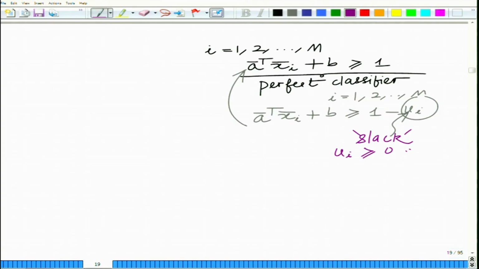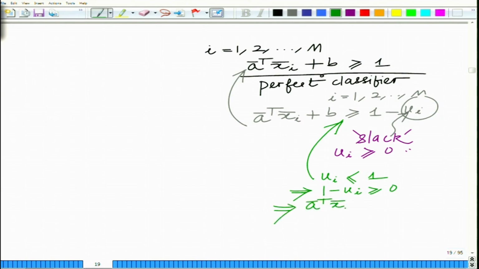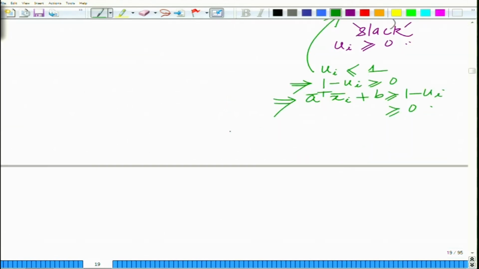that is also sufficient. Now, you can see this allows for some classification error, because consider two cases. One is if u i is less than or equal to 1, then this implies 1 minus u i is greater than or equal to 0. This implies a bar transpose x bar i plus b is greater than or equal to 1 minus u i, which is greater than or equal to 0, which means it still lies on the other side of the hyperplane, okay.